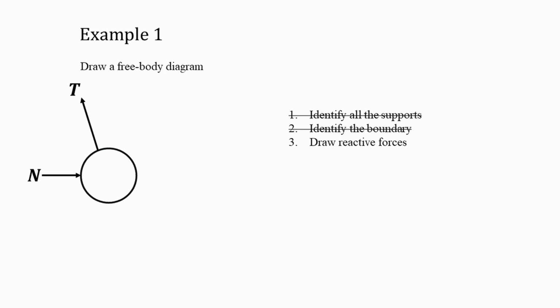Step 3. Draw reactive forces. Based on the supports identified, we have a normal force on the smooth surface and a tension in the cable. Step 4. Draw applied force. In this case, the weight of the ball is the only applied force. And the free body diagram is finished.